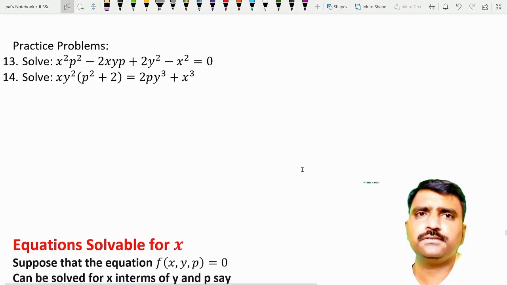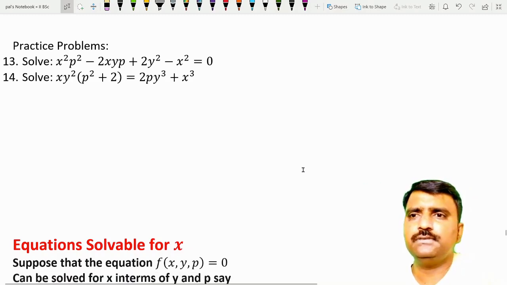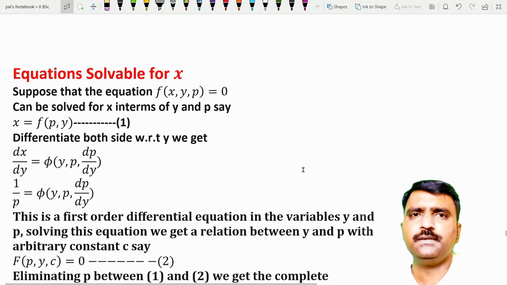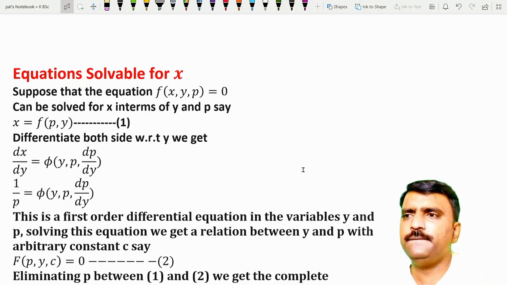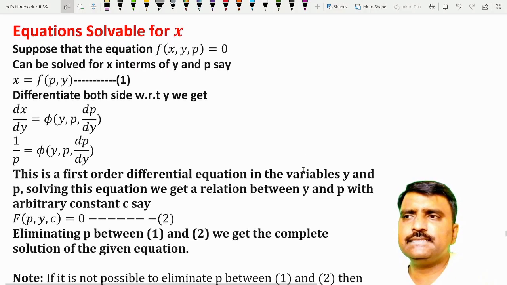Today's session, let us discuss the solution of first order higher degree differential equations which are in the form solvable for x. How can we identify that the given differential equation is solvable for x? It is very easy. The differential equation consists of x, y and p. You know p is dy by dx. If it is possible to express that differential equation such that x is equal to a function of p and y.